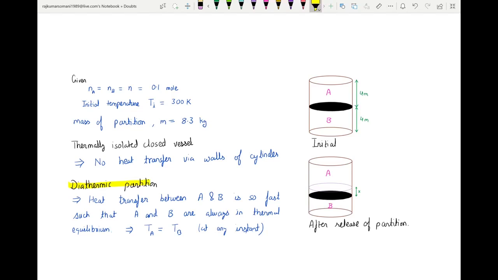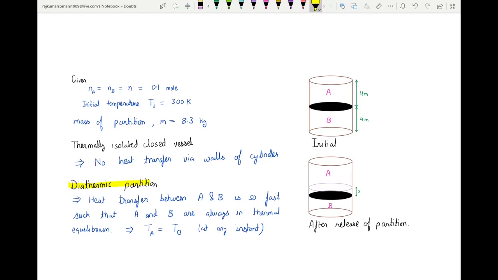The only thing which we can assume based on this diathermic partition is that the temperatures of A and B are going to remain the same throughout the process. It does not mean that it is constant also. Because you see, the gases can do work on the partition. The partition has got mass, it can store kinetic energy. There can be energy transfer between the gas and the partition. We can't say that the internal energies of the gases are not going to change.